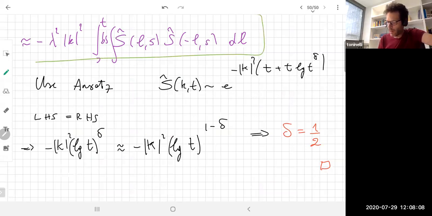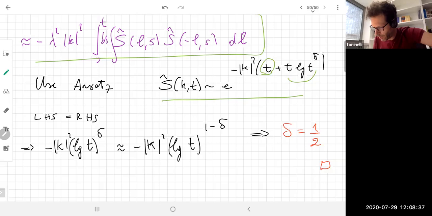And now you remember the ansatz, which consisted in saying, for the nonlinear equation, let's try a solution of the type s of k,t of the type e to the minus k squared times t, which is the thing you get for the linear equation, plus a log correction, t log t to the delta. And the only computation to be done is to say, is this possible? Is this a solution of this equation, at least after all these approximations?